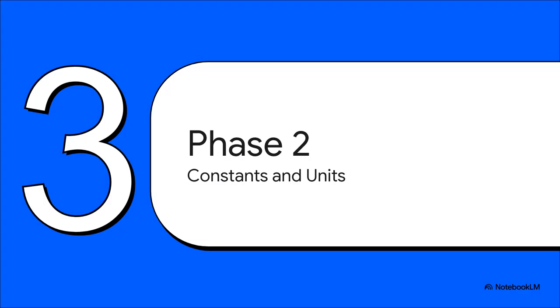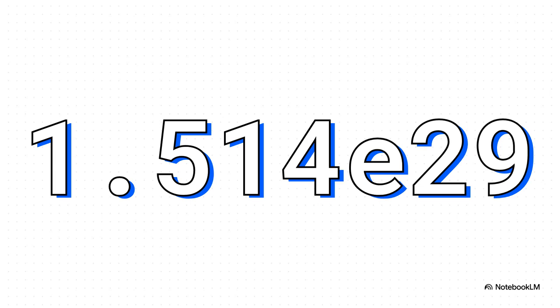All right, that brings us to Phase 2, constants and units. Now we get to gather our materials and give this theory some real-world scale. Meet the massive central constant of this entire theory, G sub m. Its value is roughly 1.514 times 10 to the 29th power. To put that into perspective, that is a literally staggering amount of force.